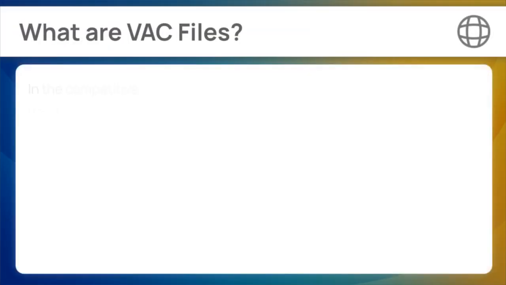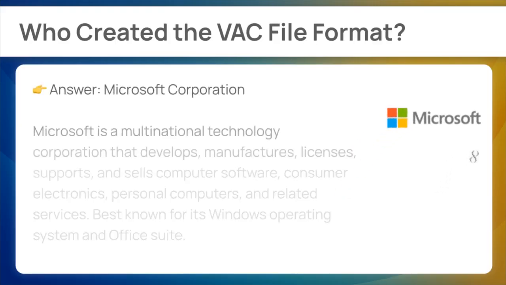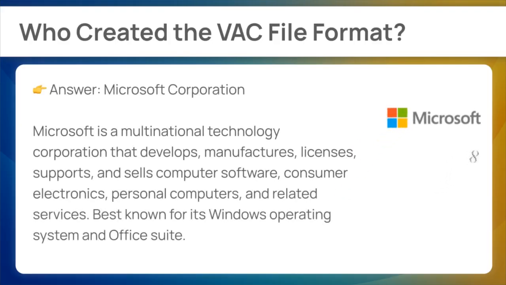In the competitive gaming world, the VAC format is a specialized resource used by Valve's source engine to handle automated calibration and hardware-specific configurations for titles like Counter-Strike and Half-Life. It often contains settings that help the Valve anti-cheat VAC system verify the integrity of the game's execution environment. In the social metaverse, IMVU utilizes VAC files to store actions. These are the specific animation and sound triggers that allow an avatar to perform gestures, dances, or social interactions within the 3D world.